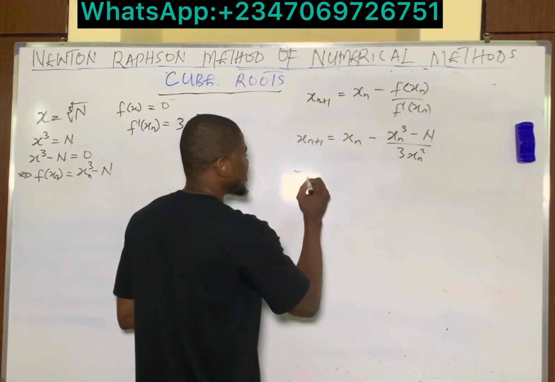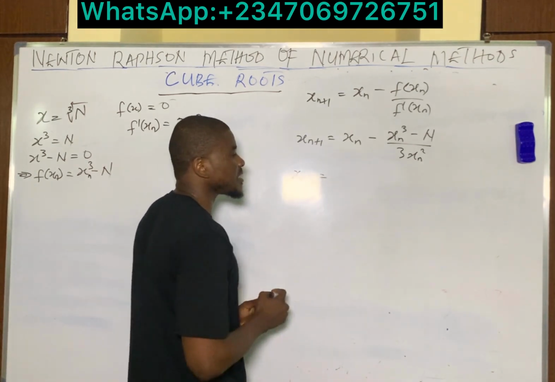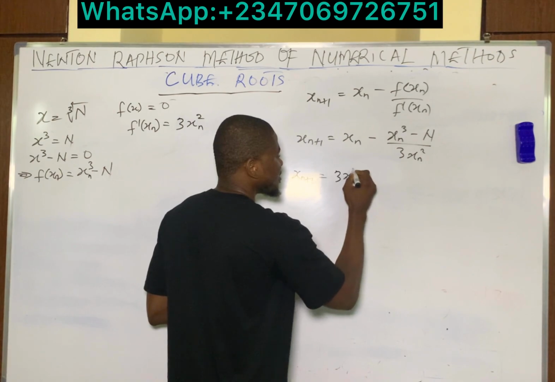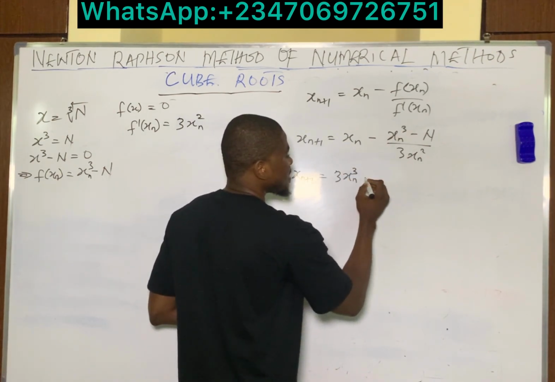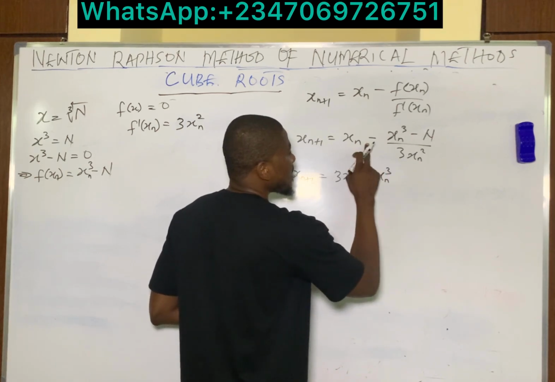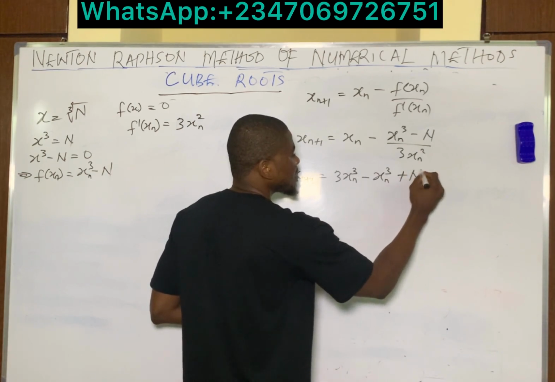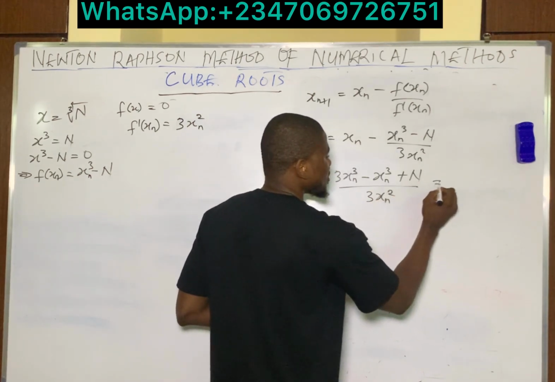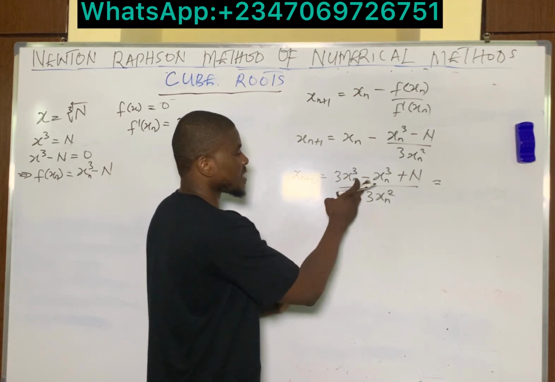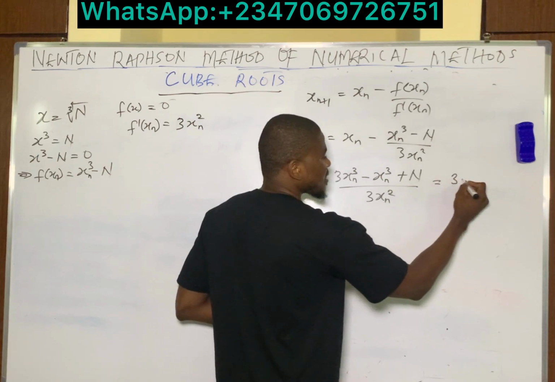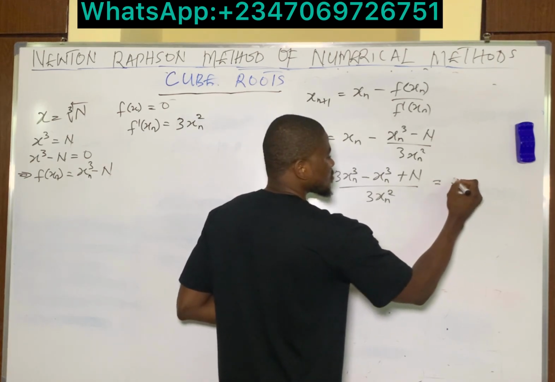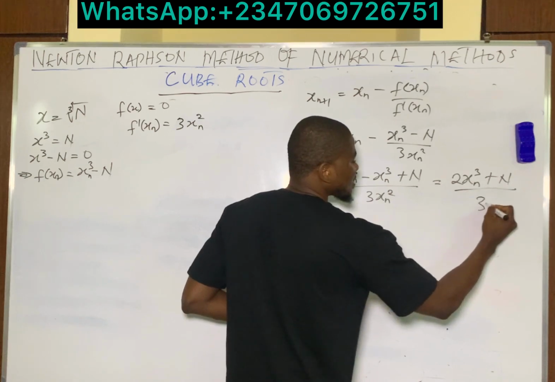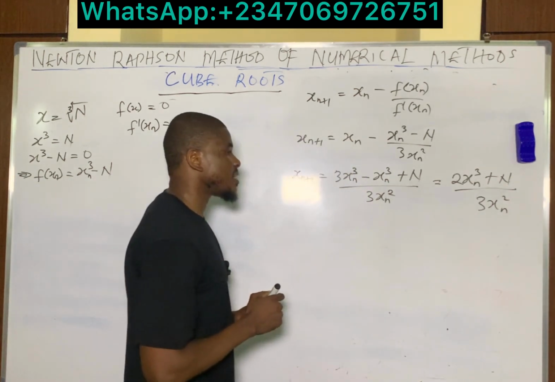Now xn plus 1 is going to be equal to, simply take LCM. 3xn squared multiplies xn. That gives us 3xn cubed. Okay, minus multiplies xn cubed here gives us negative xn cubed, minus times minus n here gives us plus n all over 3xn squared. Okay, so this is going to be equal to 3xn cubed minus xn cubed. This simply gives us 2xn cubed plus n all over 3xn squared, and you have this.